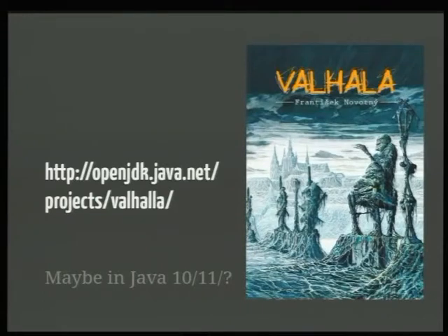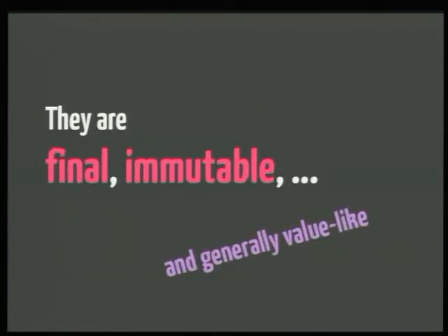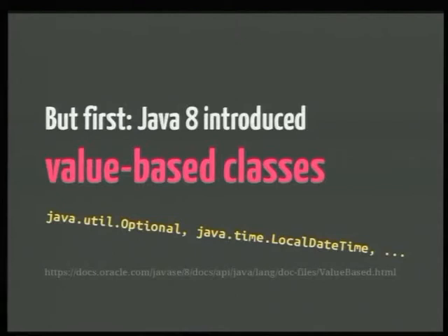We've got Project Valhalla that might materialize in Java 10 or 11, no one really knows. First of all, before I get to Valhalla, Java 8 introduced value-based classes, which are final and immutable. The important thing is that you have to ignore identity. So you can't compare them by reference. You can't take an identity hash. You can't synchronize on them. Or actually, you can, but you shouldn't. And there's a possibility that these classes, like java.util.Optional or LocalDate and others, will be converted to value types sometime later.